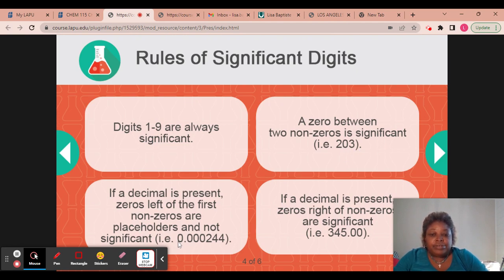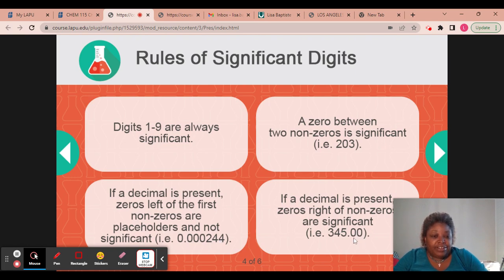Then there are certain zeros that are called placeholders. These placeholders have an importance in telling us what kind of number we have or how large or small the number is, but they are not significant. So the zeros in front do not count. We're looking at the 2, the 4, and the 4. There are only 3 significant figures here.